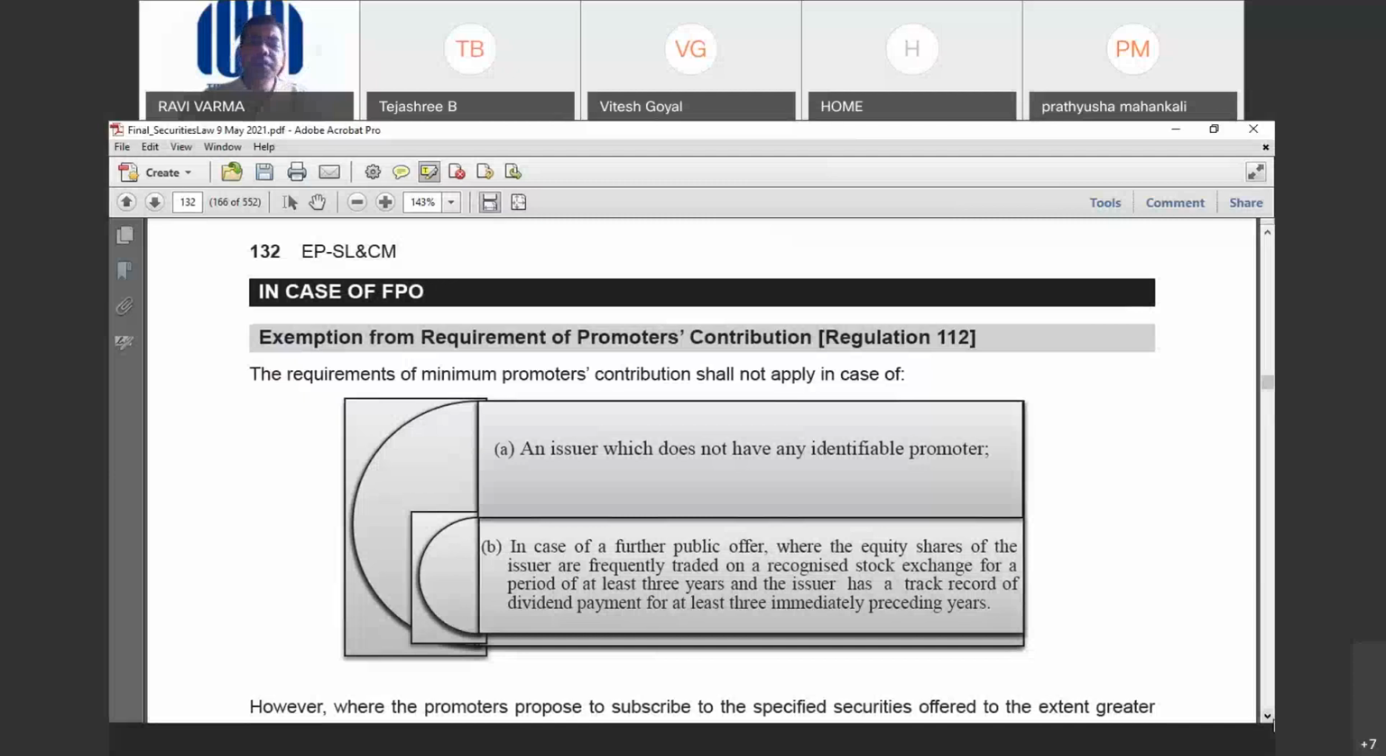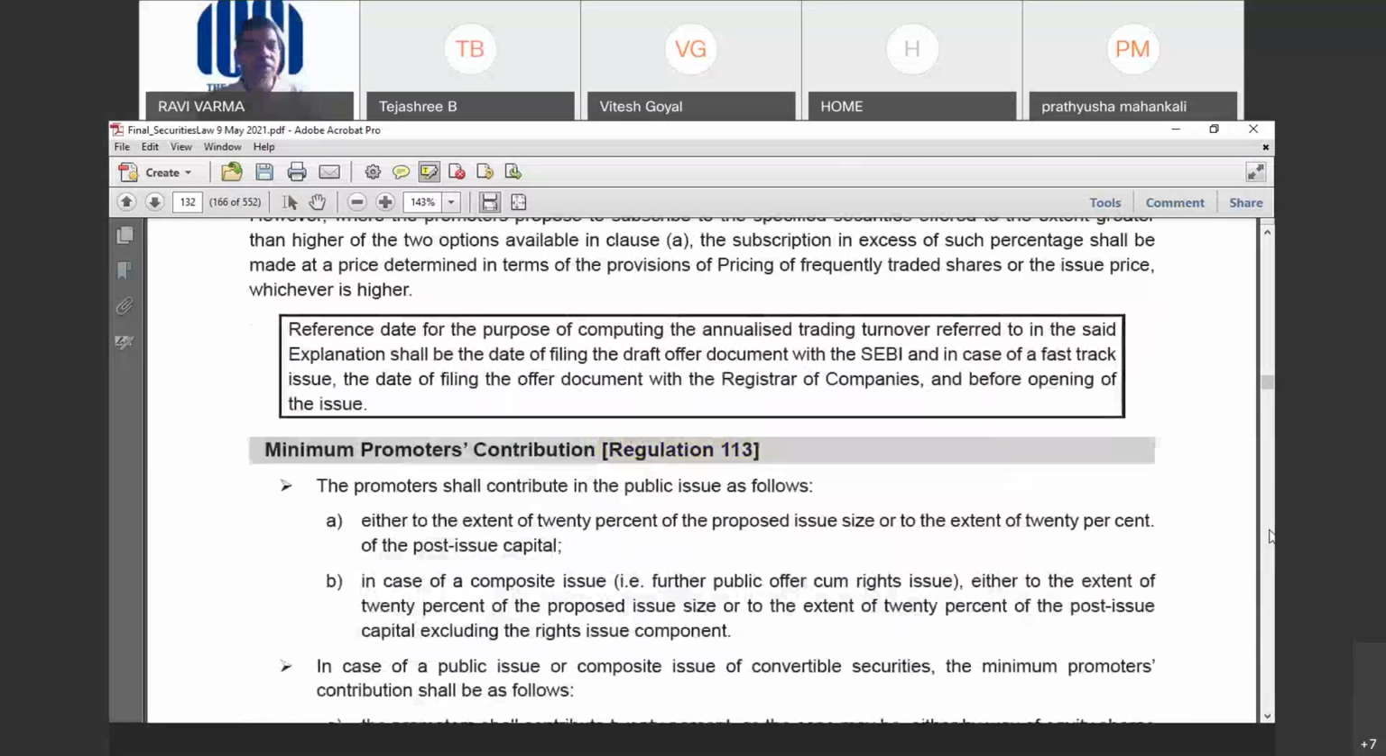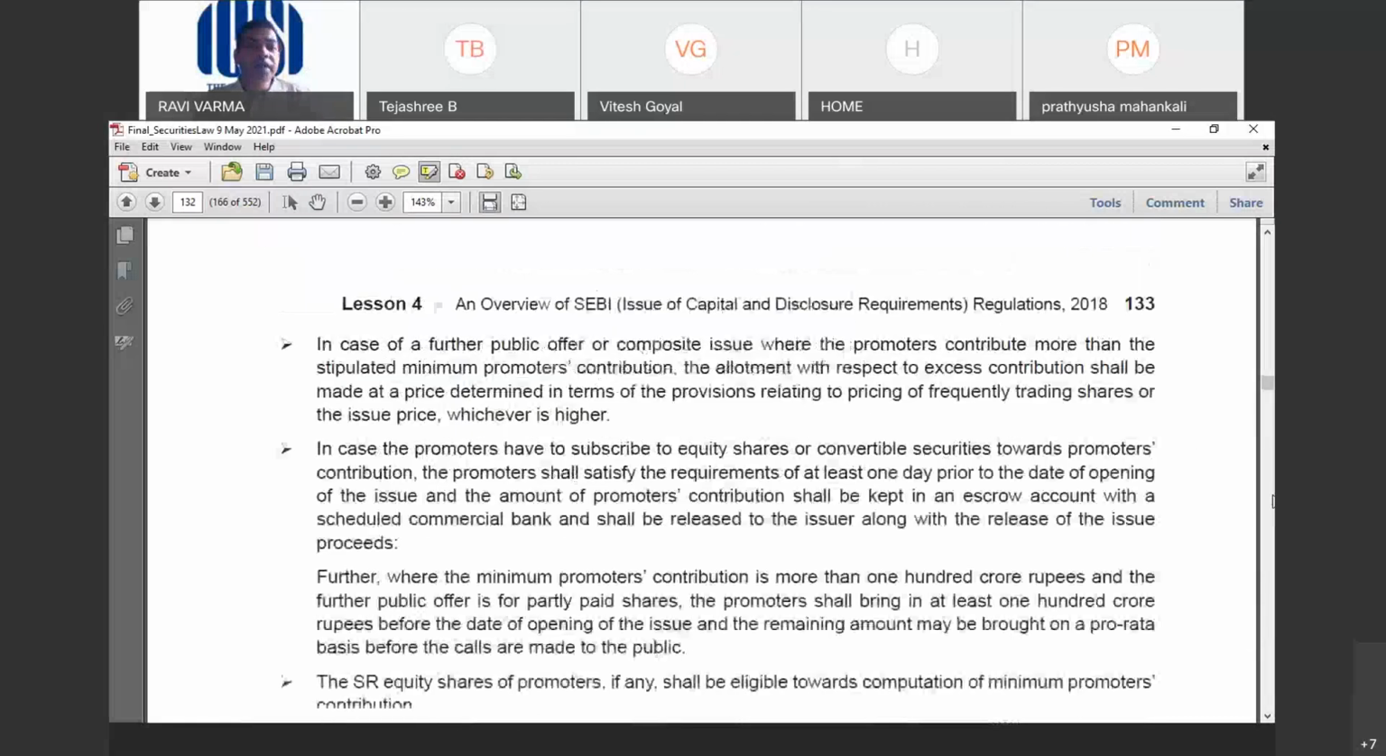In certain cases, minimum promoter's contribution will not apply. Why? Because in case of FPO or IPO, it is both, even IPO also. For example, if I do not have any promoter, and all the professional people are coming out with the IPO and they are not declaring themselves as a promoter, that means no minimum contribution. That will not come even in case of FPO or IPO where they do not have any identifiable promoter. That means nobody is saying that I am the promoter. So if nobody is saying that, how can you have the requirement? Right?